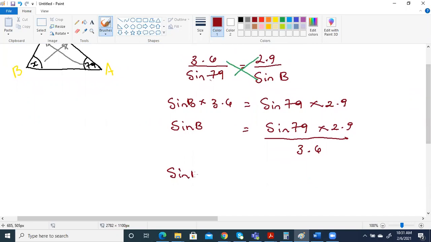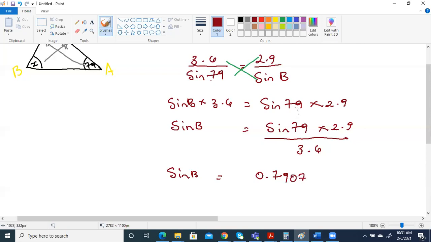2.84. So you'll have 0.981 times 2.9, which is equal to 2.846 over 3.6, which is equal to 0.79. So sine B equals 0.79. All right, that's what I have.